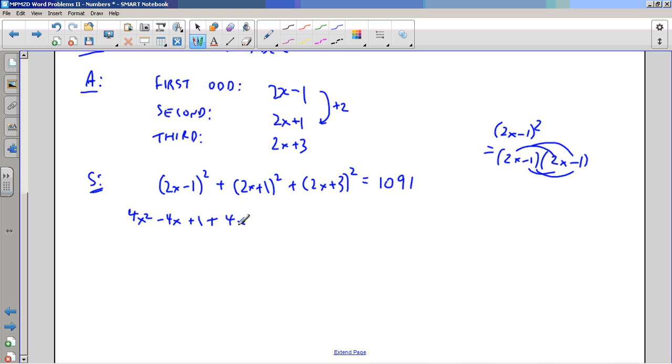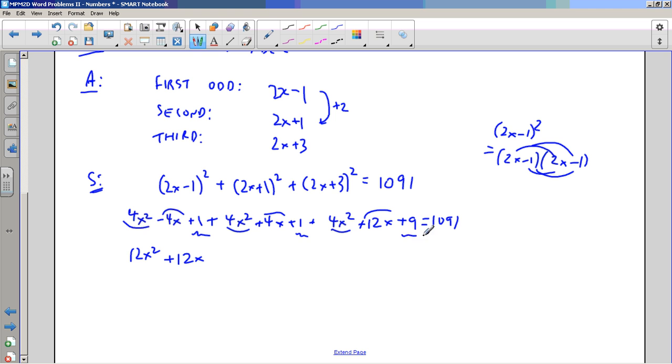Dandy. Let's keep going. Plus 4x plus 1, plus 4x squared, that times 2, 12x plus 9 equals 1091. Collect up the like terms. 12x squared. Like terms, like terms, like terms. 1, 1, and 9 is 11. And maybe even on the same step, because I know I got to get one side equal to 0, I'm going to subtract that. Now I've got my equal to 0.